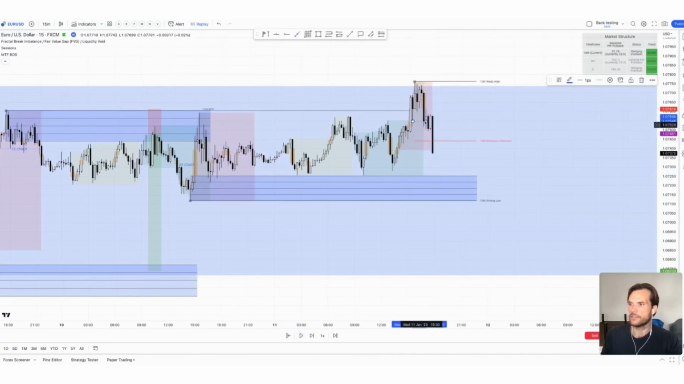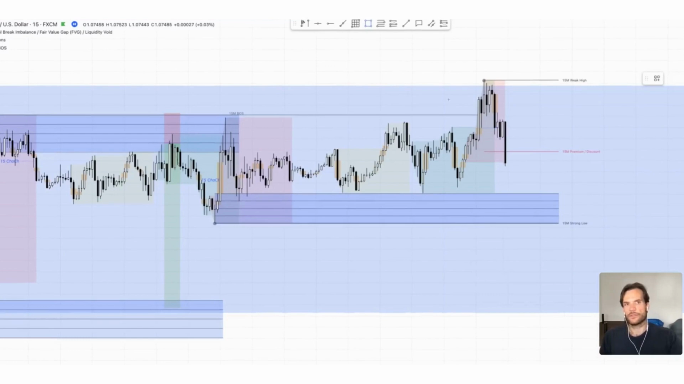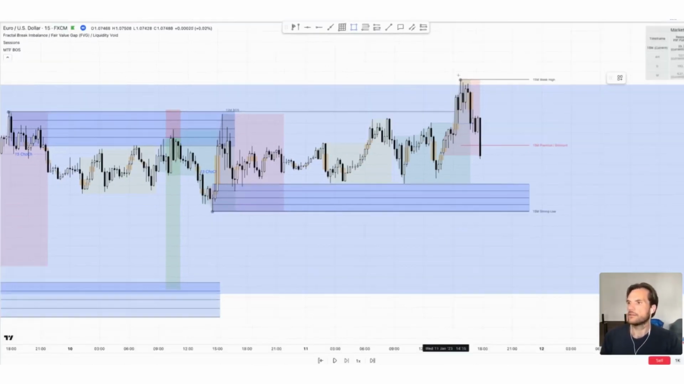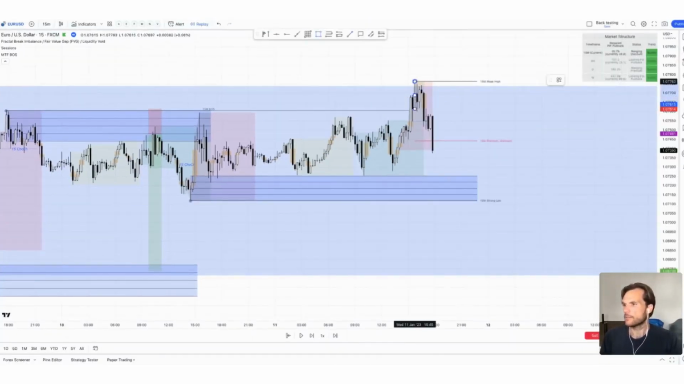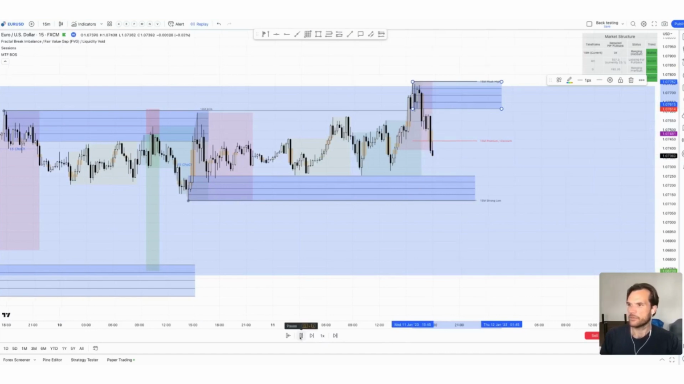Okay, looks like we did. Let me zoom in. We'd look at something like that to short from. Again, we're very extreme, in these high time frame supply areas, looking from here to long to break the high. That's pretty much the only two.